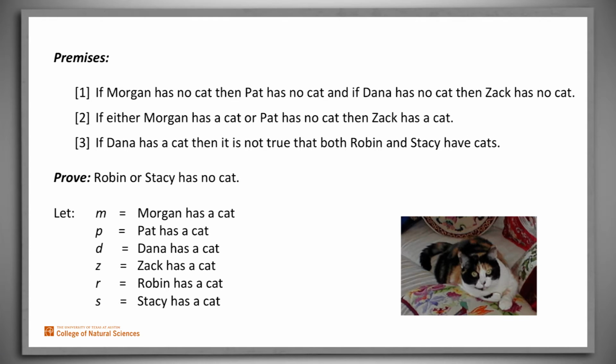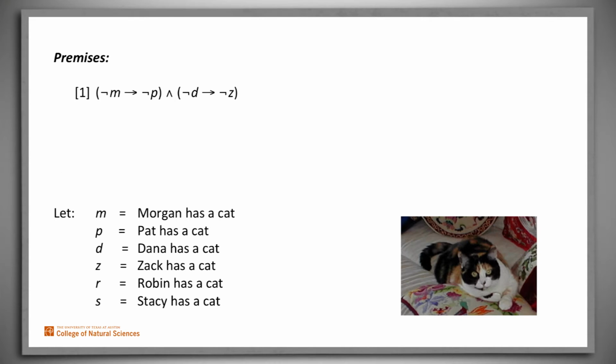And now we need to start by rewriting the premises and the goal as formal logic statements using these variables. So, not M implies not P, and not D implies not Z. M or not P implies Z. D implies not R and S. And the goal is to prove not R or not S.